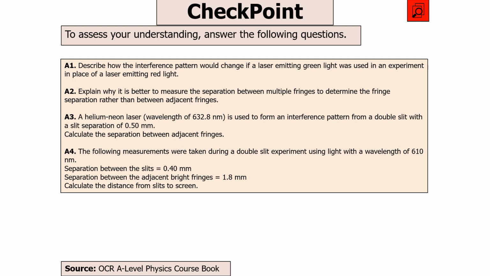The next question says, describe how the interference pattern would change if a laser emitting green light was used in an experiment in place of a laser emitting red light. Then explain why it's better to measure the separation between multiple fringes to determine the fringe separation rather than between adjacent fringes. Then a helium neon laser of wavelength 632.8 nanometers is used to form an interference pattern from a double slit with a slit separation of 0.50 millimeters. Calculate the separation between the adjacent fringes. Then the following measurements were taken during this double slit experiment using light with a wavelength of 610 nanometers.